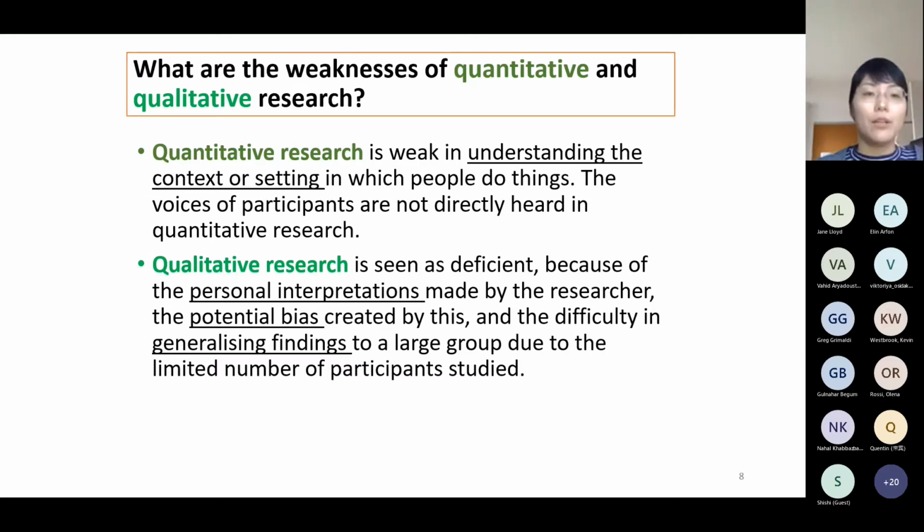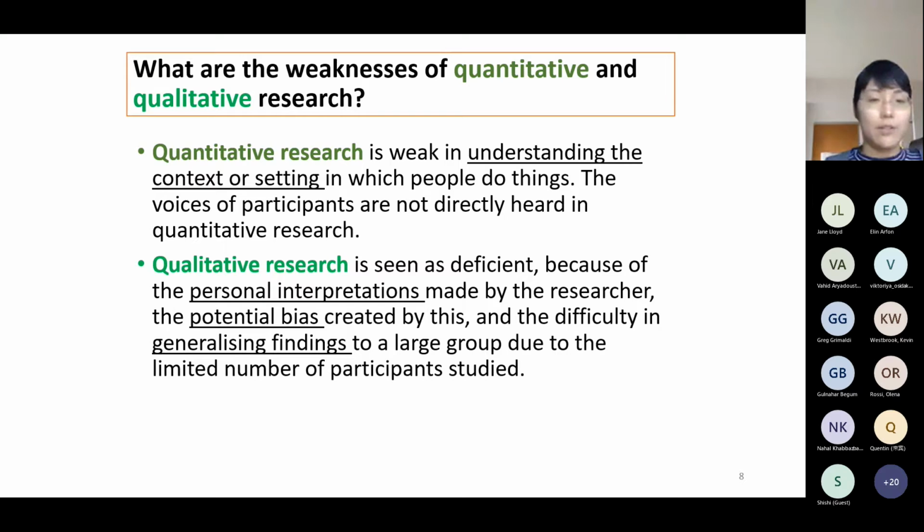Okay. So now we've looked at 2 example qualitative research studies, and there are weaknesses, as well as the quantitative research methods have weaknesses as well. So what are they? Quantitative research methods, although they're really powerful and they can generalize the trends and present them very neatly, are actually weak in understanding the context or setting in which people do things. So the voices of participants are not directly heard in quantitative research.